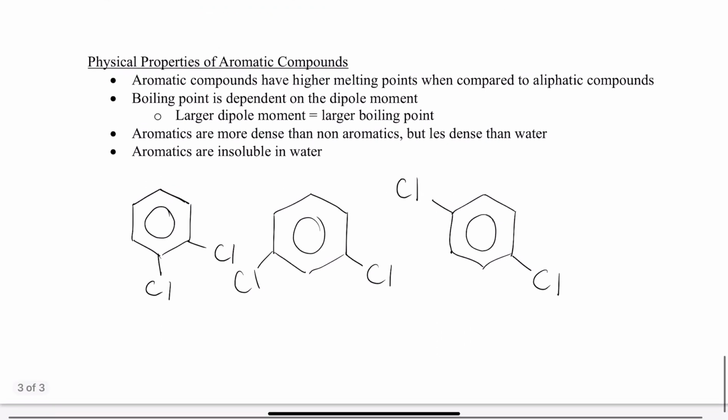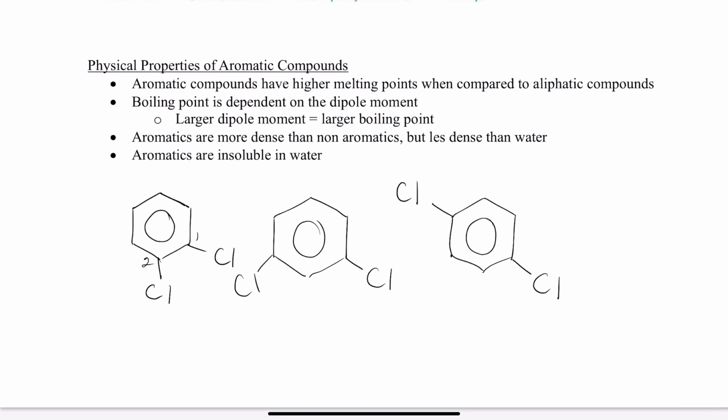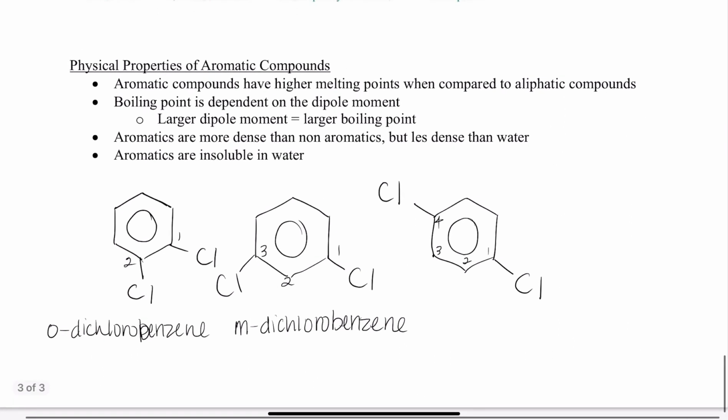So in the first structure, I have my chlorines at the 1,2 position. So this is going to be ortho-dichlorobenzene. Here my chlorines are in the 1,3 position. So this is going to be meta-dichlorobenzene. And then in the last structure, my chlorines are in the 1,4 position. So this is going to be para-dichlorobenzene.